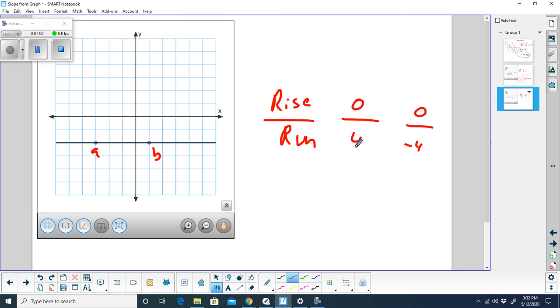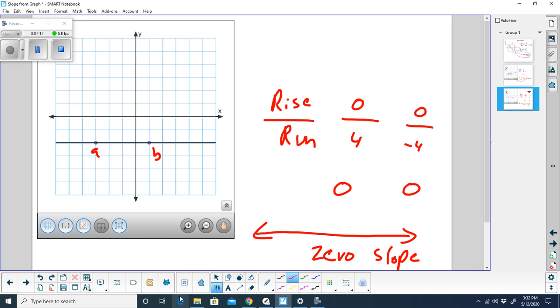Well, 0 divided by 4 is 0. 0 divided by negative 4 is 0. So either way you look at it, a flat line that's horizontal like this has what's called a zero slope. Zero slope. It literally is the number 0, right? Sometimes you will hear mathematicians call this, well, let's just leave it at 0 slope. The slope here is equal to 0.